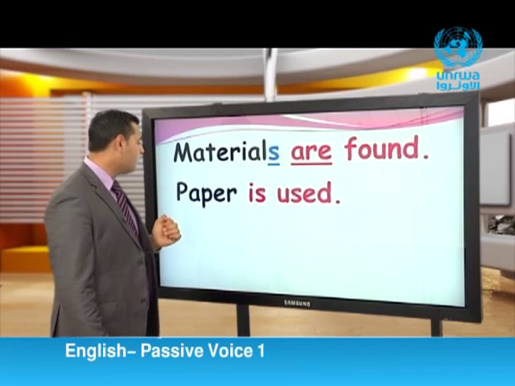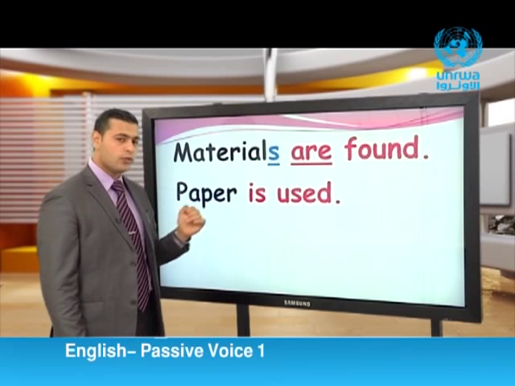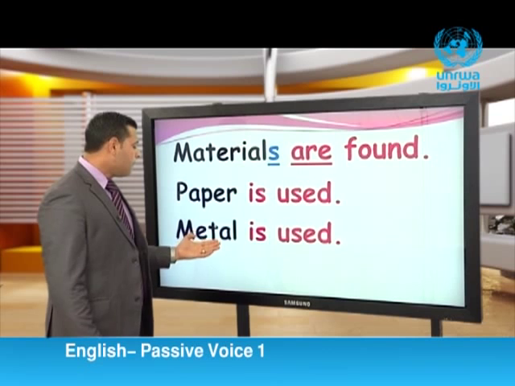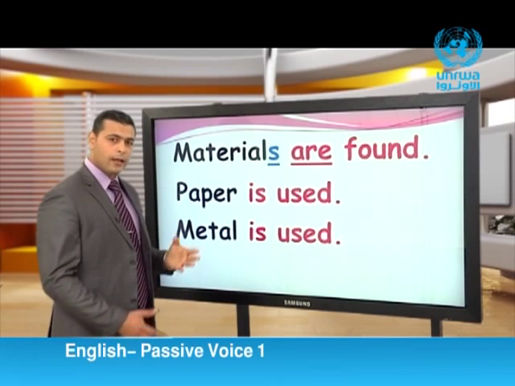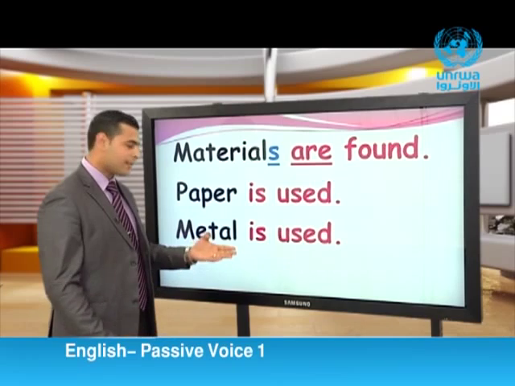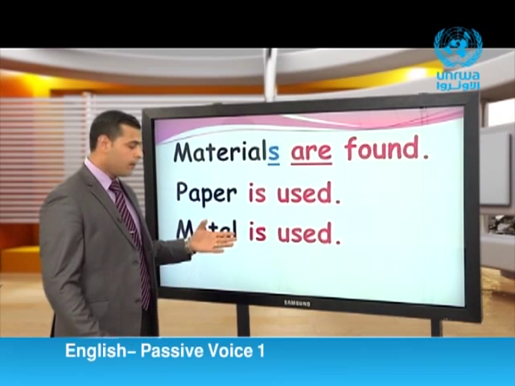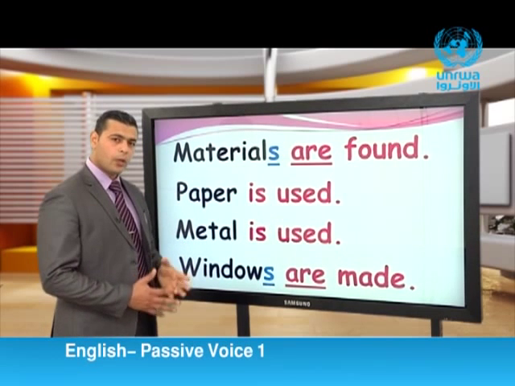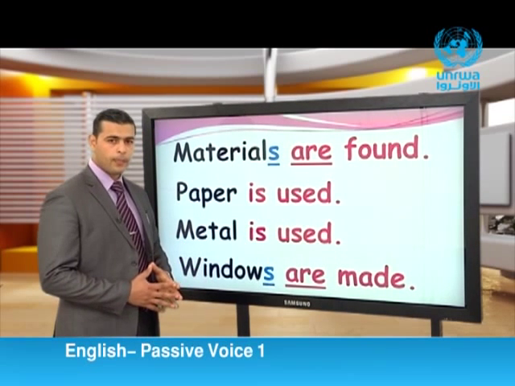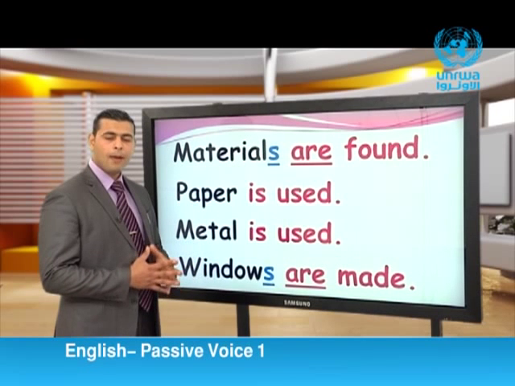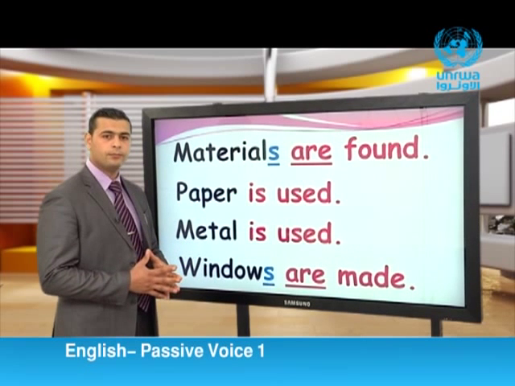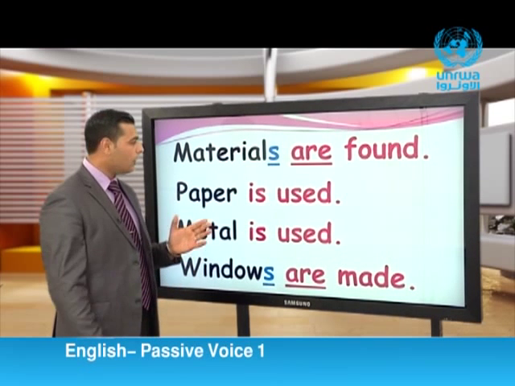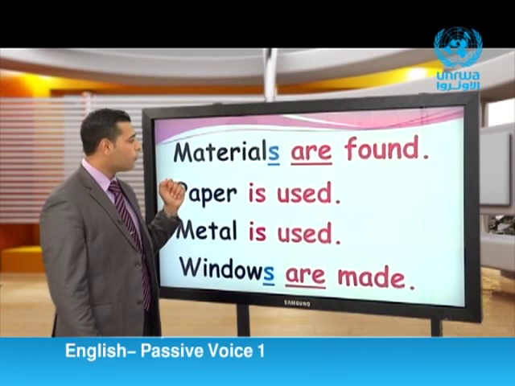Let's look at the second verb. Paper is used. Metal is used as well. The paper is used, and in the previous sentence metal is used. Let's look at the last sentence. Windows are made. What do we understand from these sentences? Let's look at the verbs again to understand the content of these sentences.